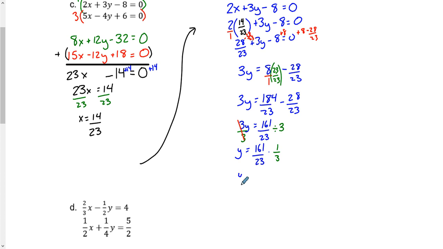Giving me y equal to 161 over 69, coordinate 14/23, 161 over 69. Personally, I absolutely love for you to do this. This is usually worth 1 mark on every single one of my assignments. Writing down your solution, writing down your answer.